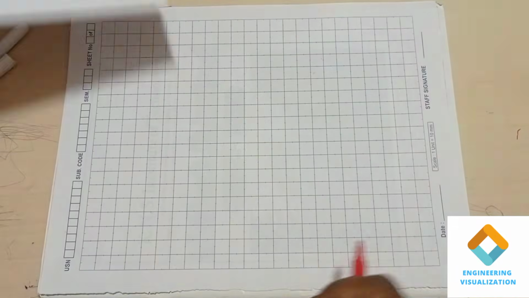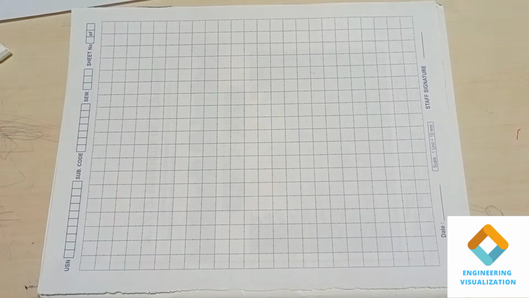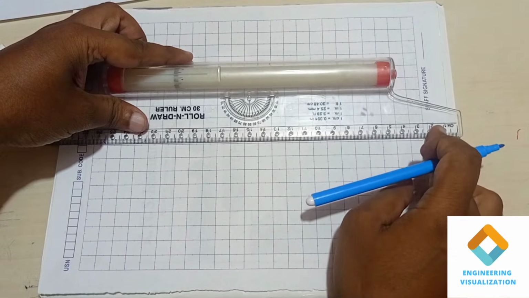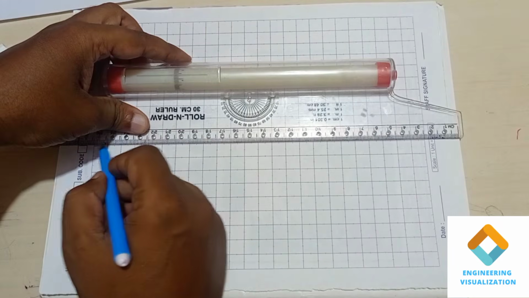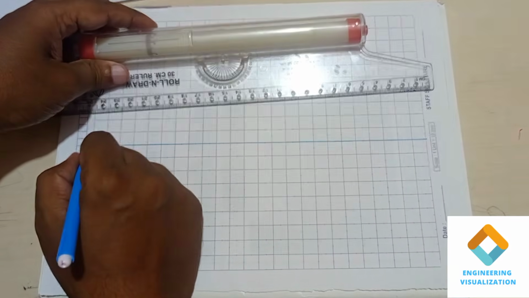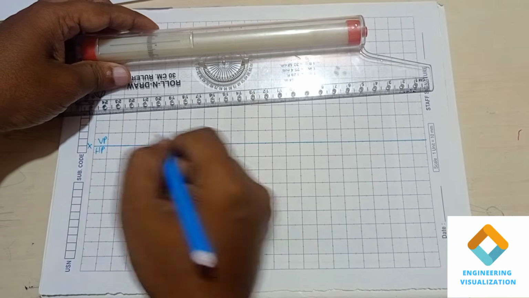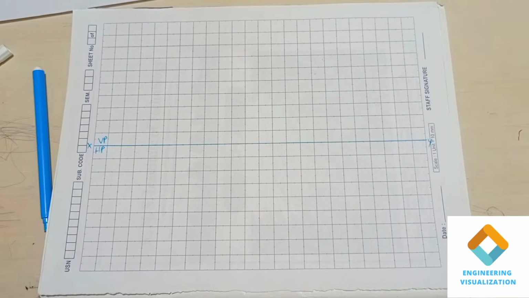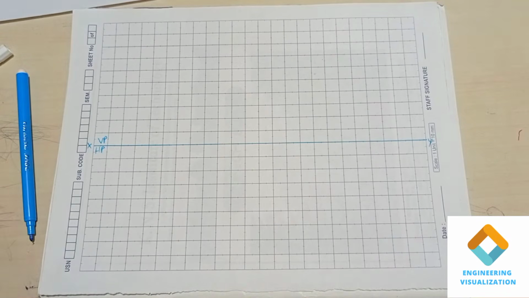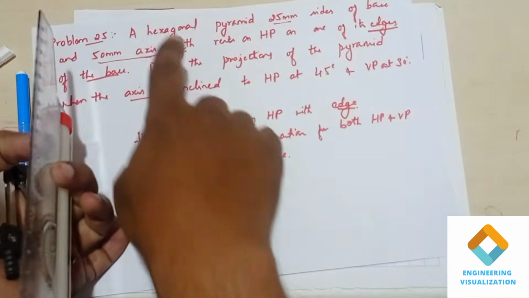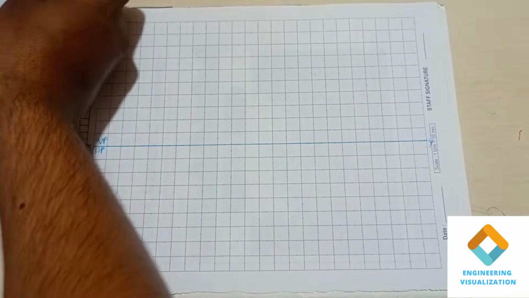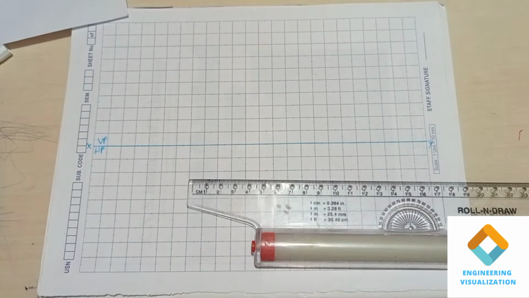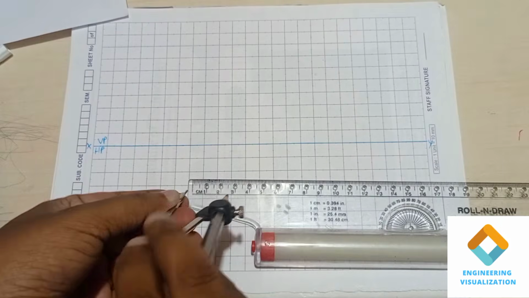So first I'm going to draw an XY line and writing XY VPHP because for solids we are considering only the first quadrant. Okay, in order to construct the hexagon, hexagon of dimension 25 using circle method. Okay, so circle method is easier in order to construct the hexagon compared to the angle method.